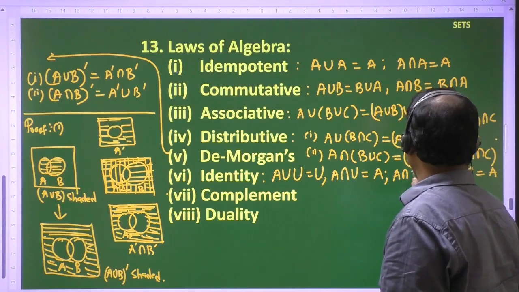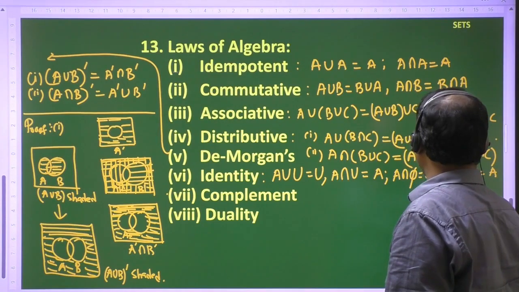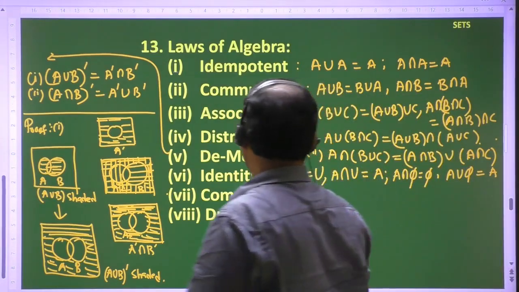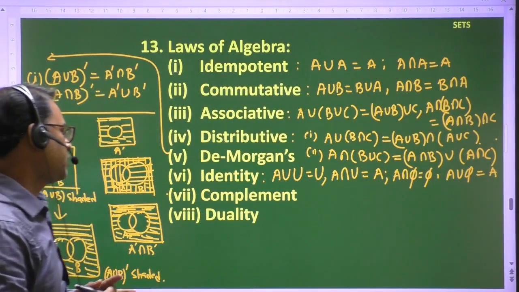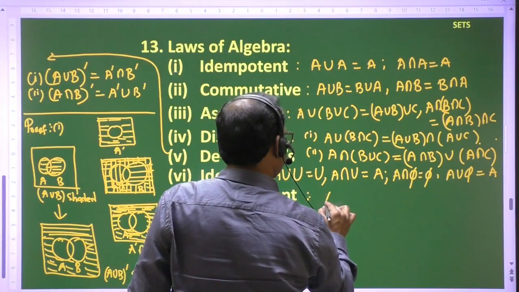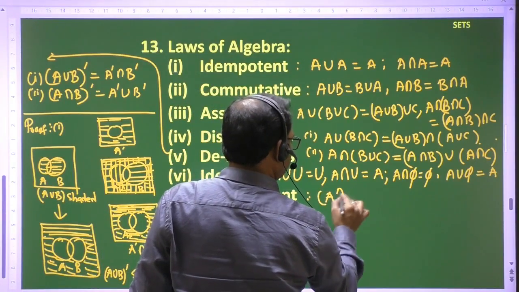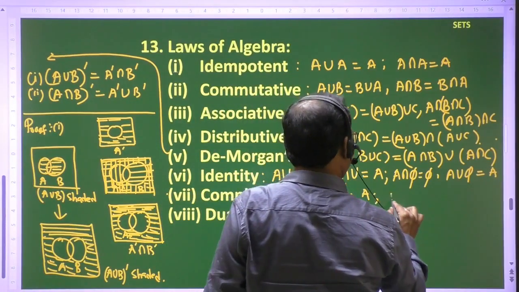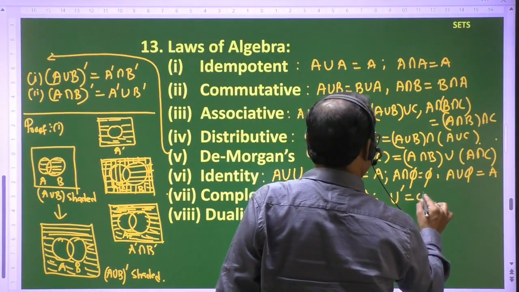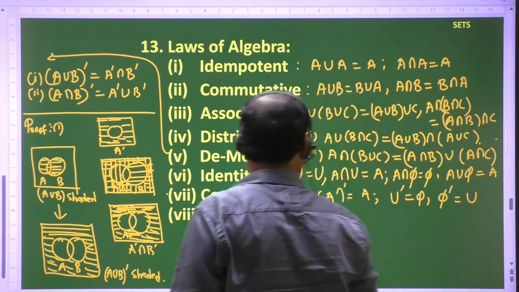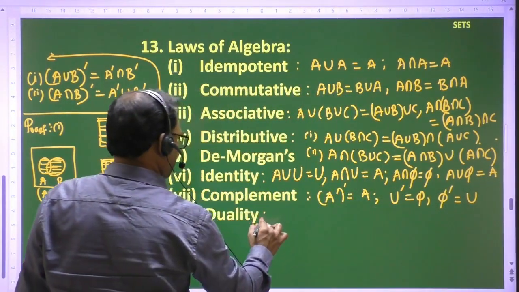A intersection phi, you will have phi. A union phi, you have the A set. Now these are known as the identities laws. What are the complement laws? If you take A complement and take its complement again, you will get A. Next, if you take the universal set, its complement is phi. If you take phi, its complement is the universal set. So these are small things you have to remember.